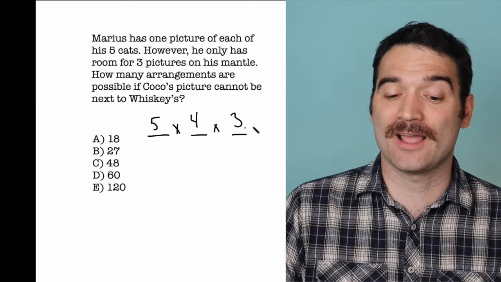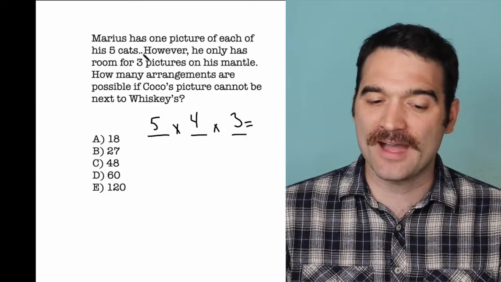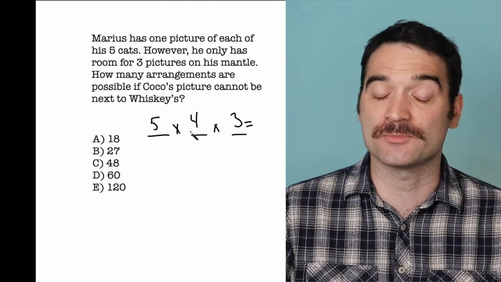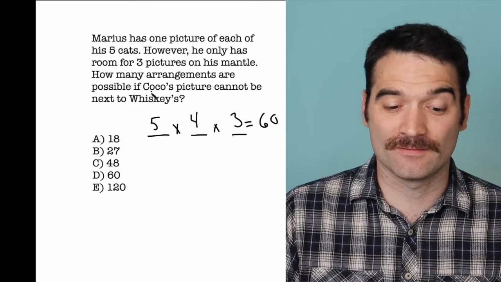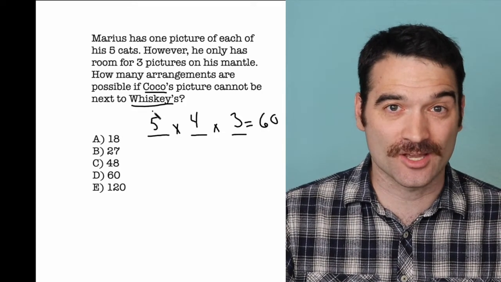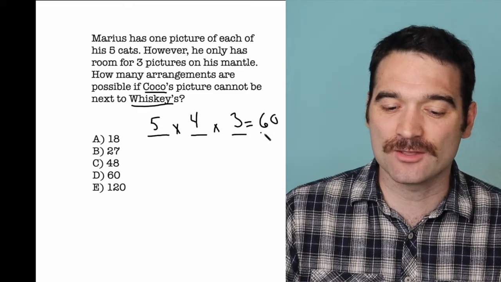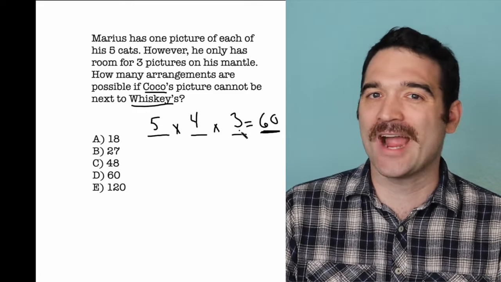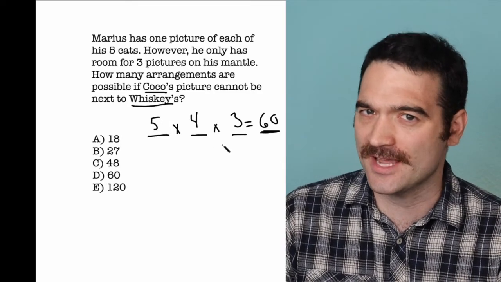I'm then going to multiply all these together, and that gives me the total number of arrangements I can make with 5 pictures in 3 spots. So 5 times 4 times 3, 60. Boom. But there's a wrinkle, right? Coco and Whiskey can't stand each other, and I just don't want them next to each other. So the way to approach this is to take the total number that we got and subtract out all of the different ways that Coco and Whiskey could be next to each other.